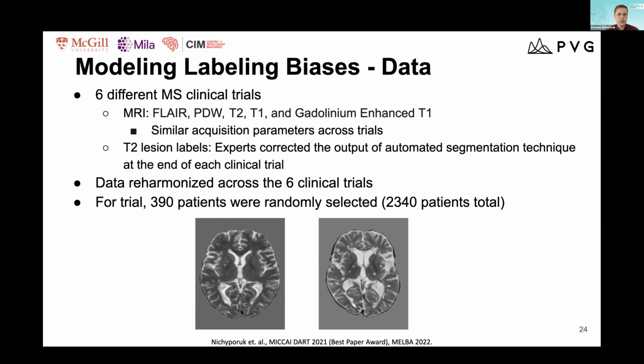For the T2 lesion labels, the so-called ground truth, experts corrected the output of an automated segmentation technique at the end of the clinical trial. Afterwards, once we got a hold of all 6 trials, the data was reharmonized. And for each trial, we selected 390 patients, for a total aggregated data set of 2,340 patients.